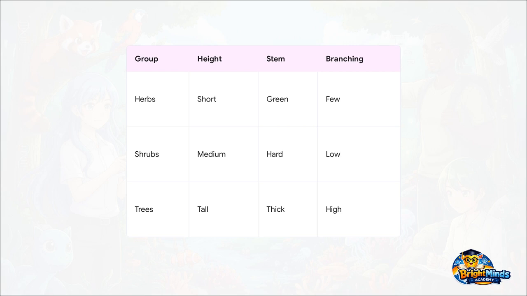First, we have herbs. These are your short plants with those tender green stems. Think of a tomato plant. Second, you've got shrubs. These are medium height with hard, woody stems, and they branch out super close to the ground, kind of like a rose bush. And finally, trees. The tall giants with thick, hard trunks where the branches start way higher up, like a big mango tree.